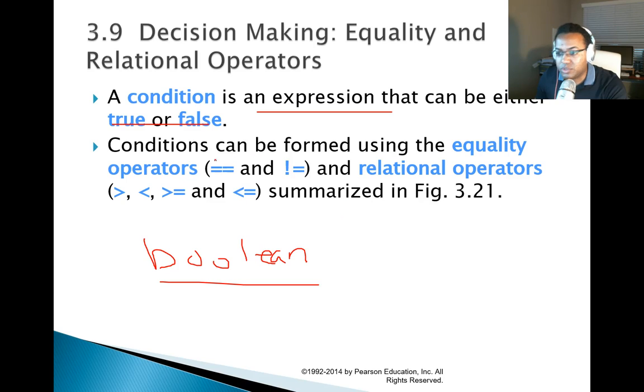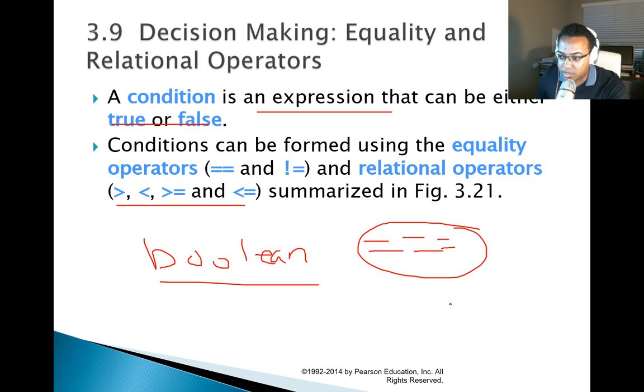Conditions can be formed using equality operators such as equals equals and bang equals, and your greater than, less than, greater than or equal to operators, or your relational operators. Now there's one missing here. Those of you who took my JavaScript class know that there's one more. It is the triple equal sign. That is called strict equality. Now, if anybody knows what that is, you're going to do very well in the class.